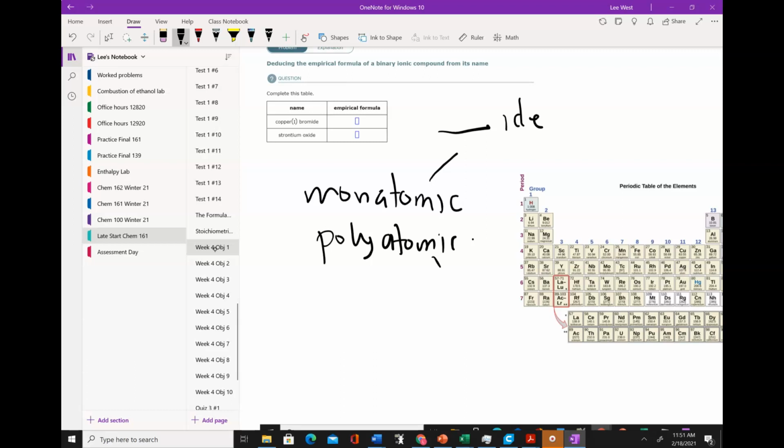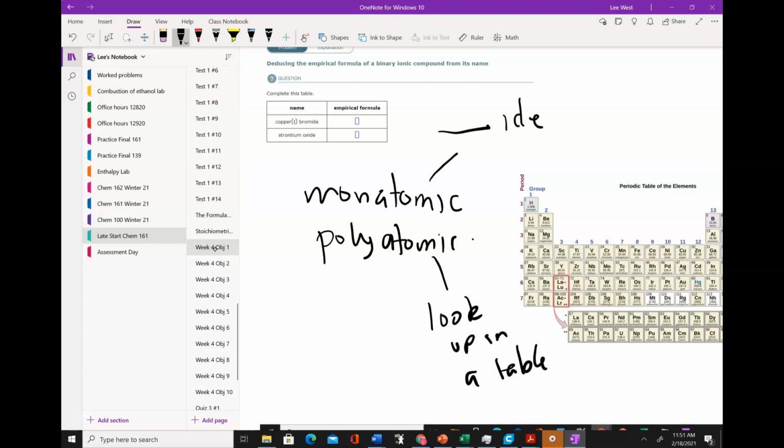And then the polyatomic ions, we have to look those up in a table. Now, a word of warning, sometimes people will Google the name or Google the formula and it'll come back with the wrong thing because we're using systematic names. So you've got to be really, really careful. There are also many common names for these things.